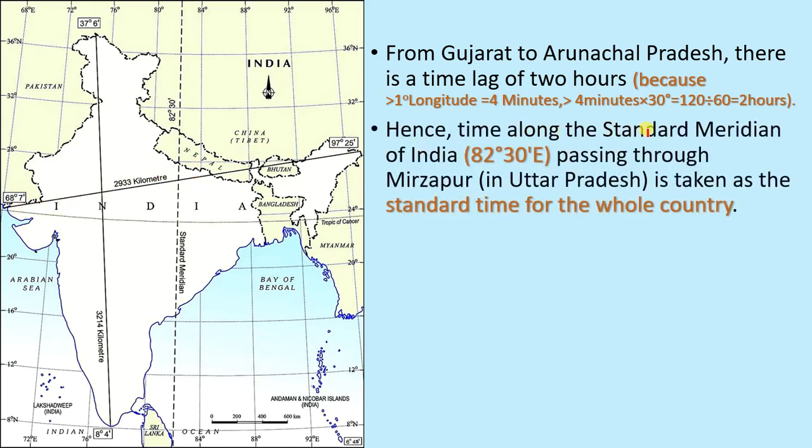Hence, time along the standard meridian of India, 82 degree 30 minute, is taken. This is the line. This line is taken as the standard meridian, and the time of this standard meridian is taken as the standard time for the whole country. Similarly, different countries have their own standard meridians, and some countries like Russia have two standard meridians due to the wide area.